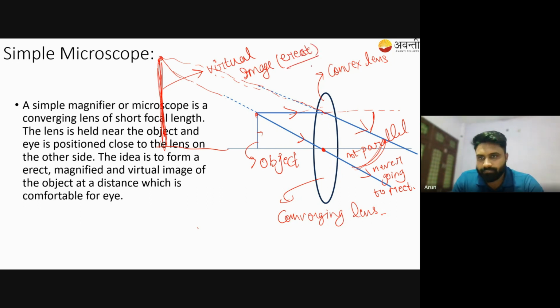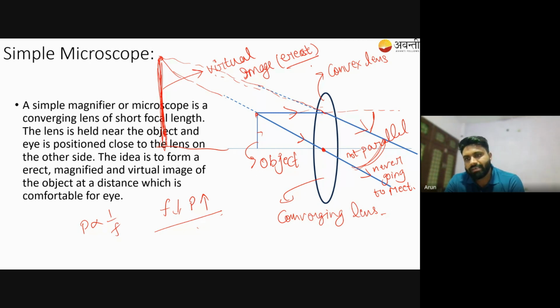Got it? And it is magnifying. So a simple microscope, what does it do? It uses a converging lens of short focal length. Short focal length का मतलब क्या? कि if the focal length is short, then the power of lens will be high because power of lens is inversely proportional to focus. So if focus increases, power of lens decreases. If focus decreases, power of lens increases.